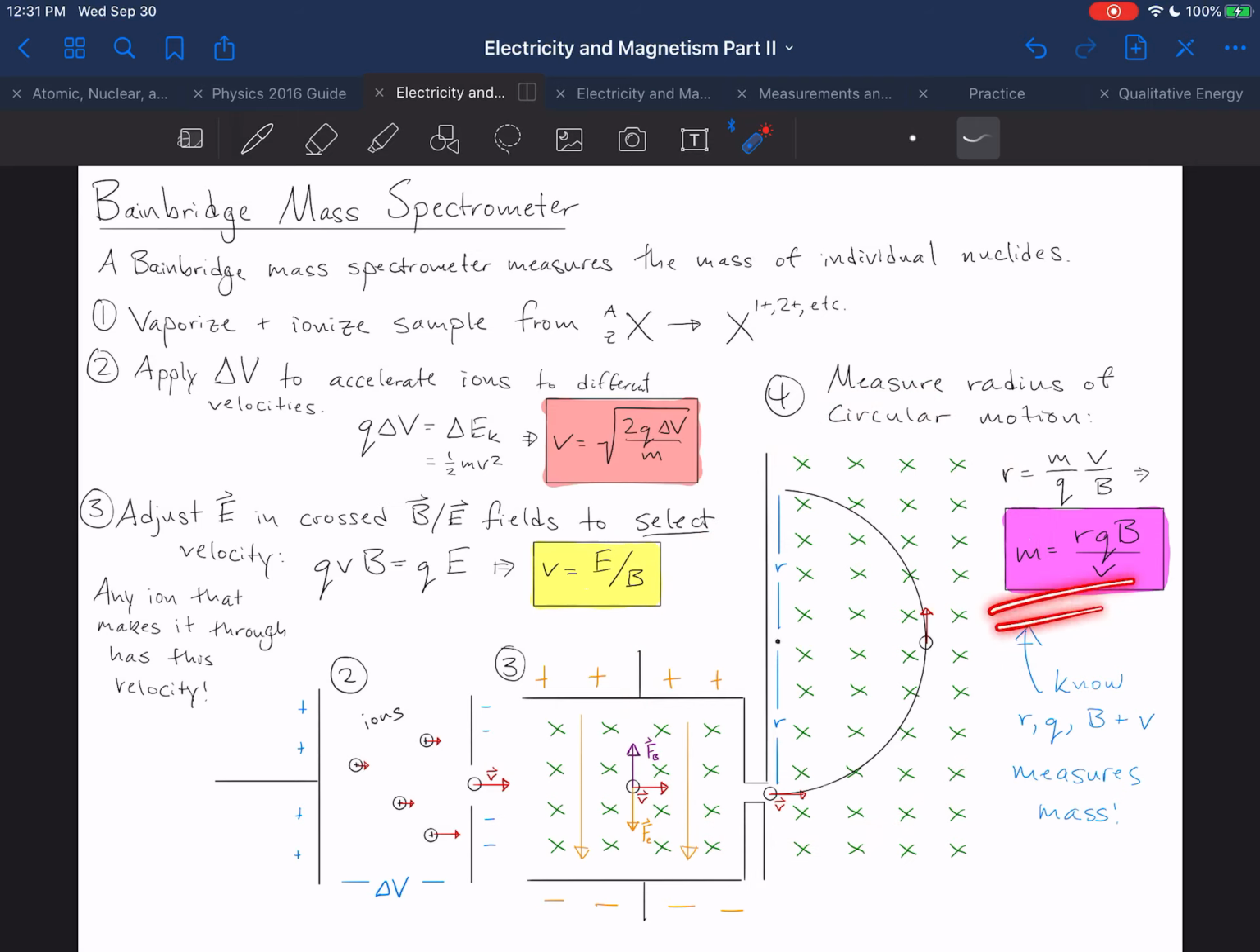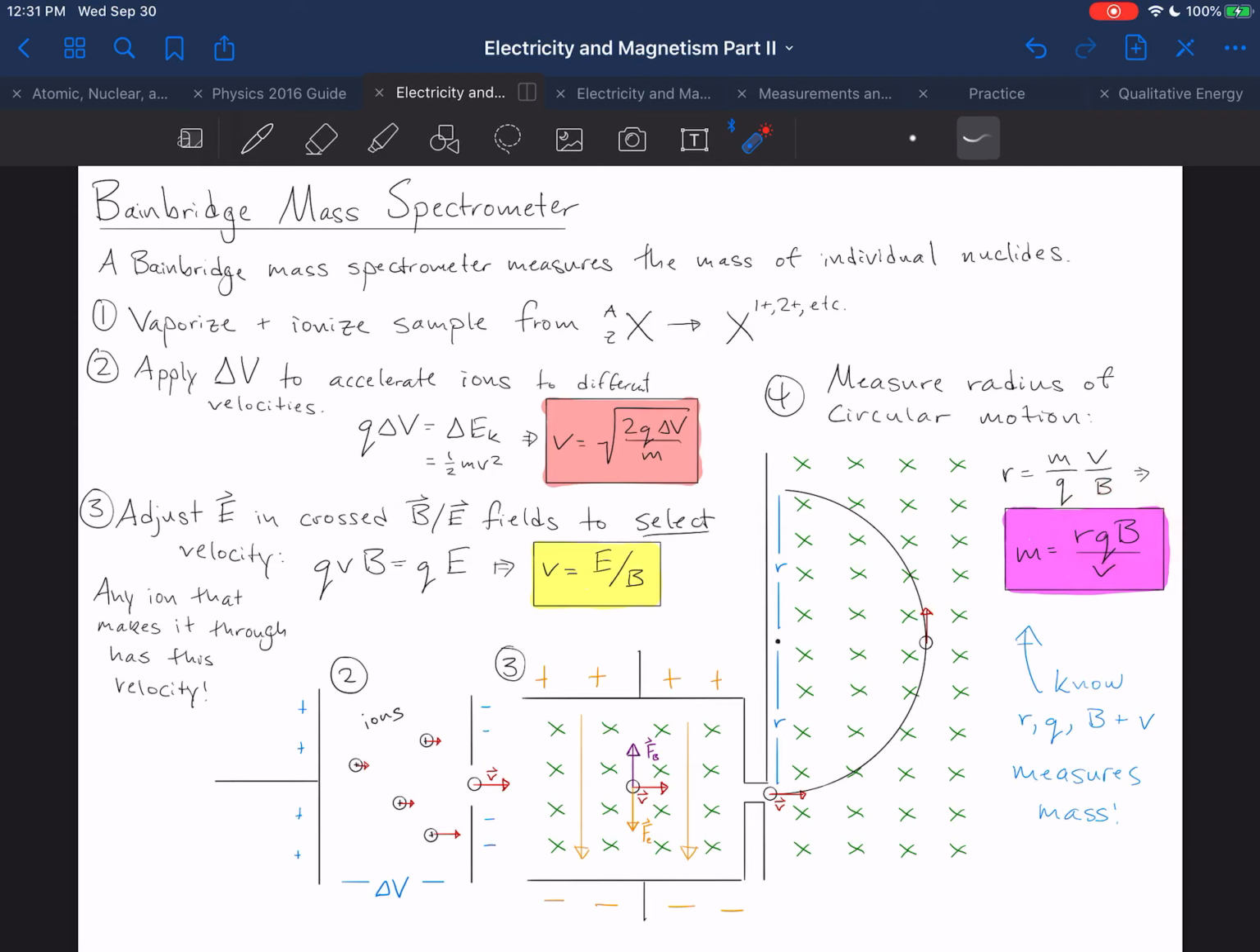So that is the power of the Bainbridge mass spectrometer, that you can measure the mass of the charged particle moving in this uniform magnetic field by measuring the radius of circular motion and knowing the other variables.